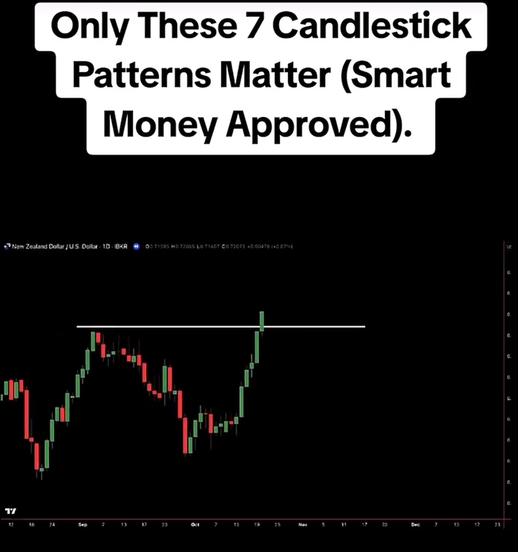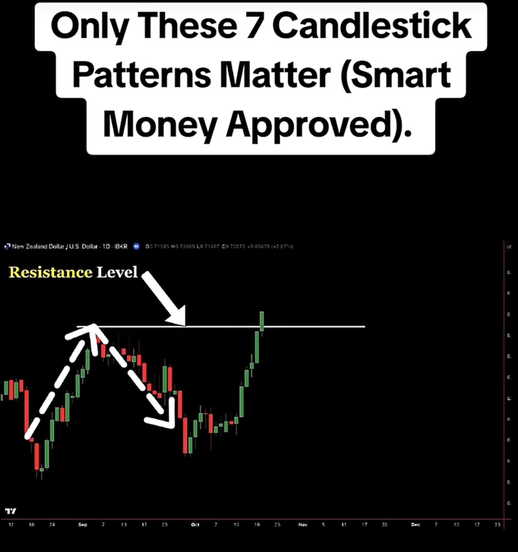Look at another example. The market makes a strong move to the upside and hits a level, then reverses sharply. That rejection gives us a clear resistance level. Later, price pulls back again and breaks through that resistance. This breakout looks like a textbook buy setup for retail traders.